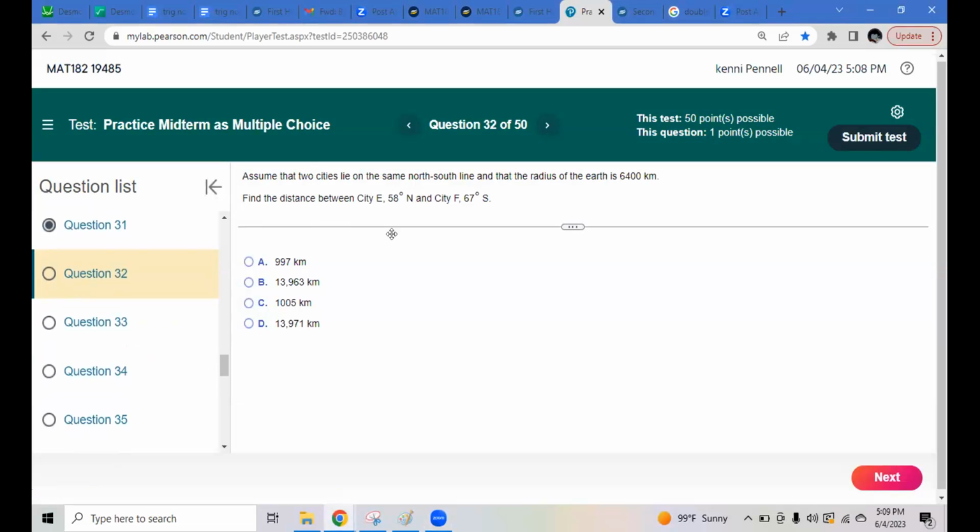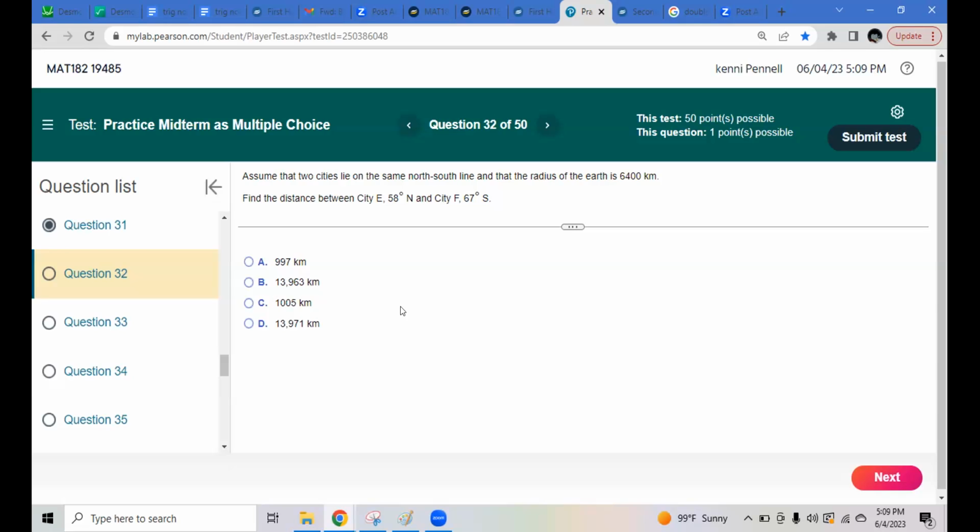All right, use the distance formula for this, right? It's actually the same formula we just did. You just have to calculate the angle this time, which is the difference between them, and then convert to radians. You have to find the angle between the two cities, which is the difference between them. 67 minus 58, and then you have to convert it to radians. Then multiply by the radius.